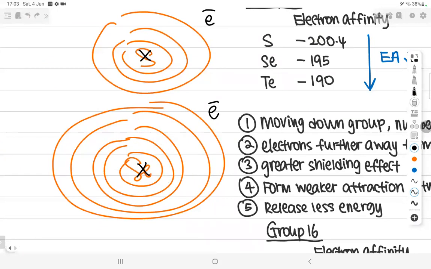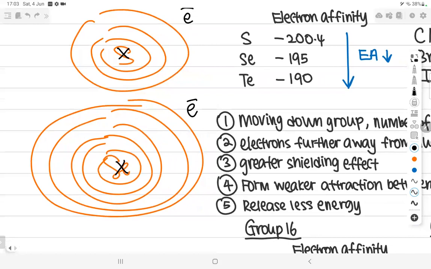Greater shielding effect means what? You have more and more repulsion there. So when you have more and more repulsion, what happens is this.